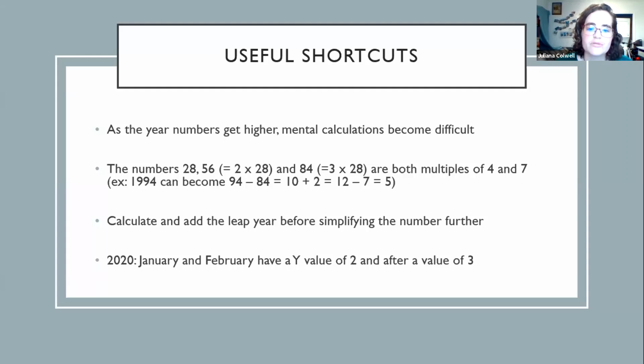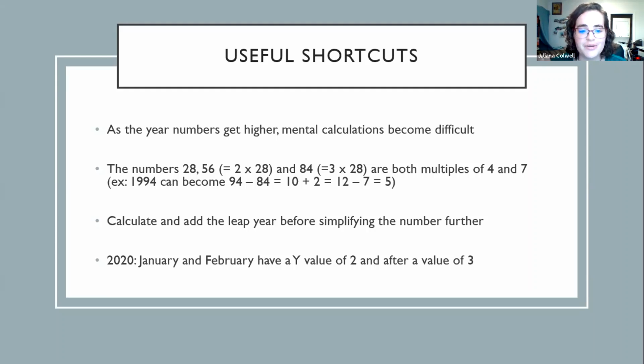So it's sort of a helpful tool to be able to figure out the years for 1900s or for any other century based upon the century table that I showed earlier more quickly. And then to calculate and add the leap year, you do need to add the leap year before simplifying the number further. I'm not going to go too much detail into the year because that's the confusing part.